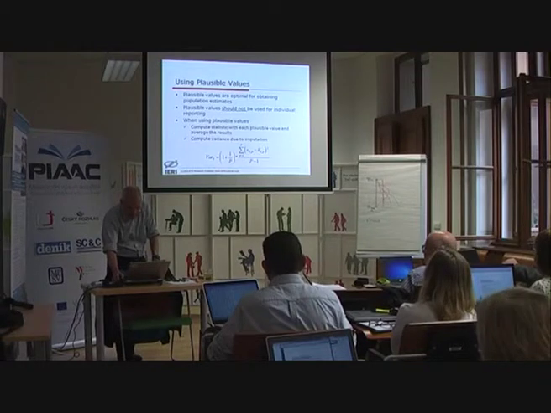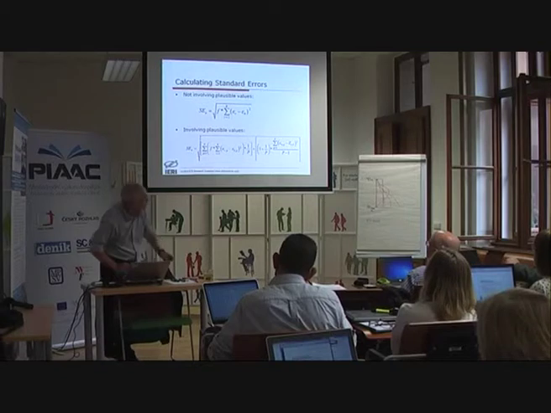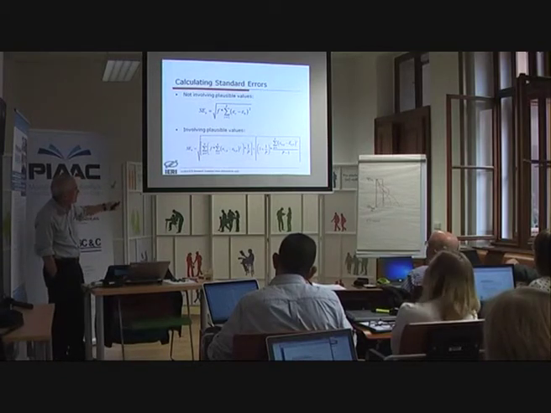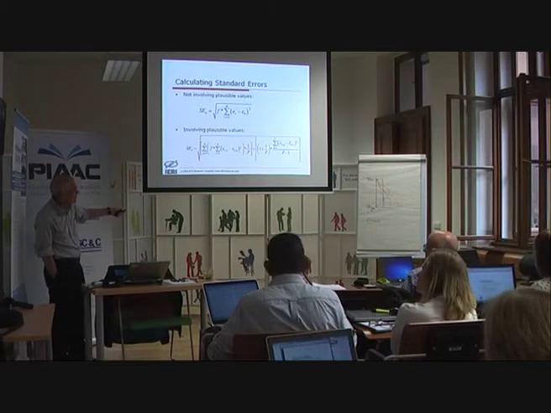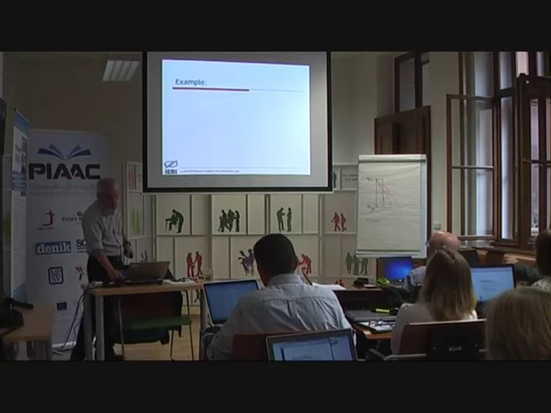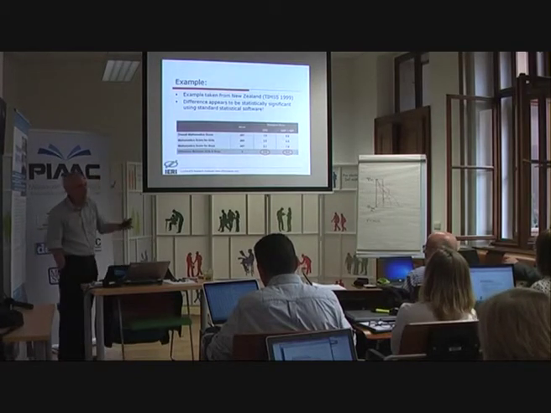So we talked about this. When you have something that doesn't involve the plausible value, you have to do it 80 times. And here you do it 80 times times the 10 plausible values. What happens if you don't take this into account? Here are two examples of what happens.